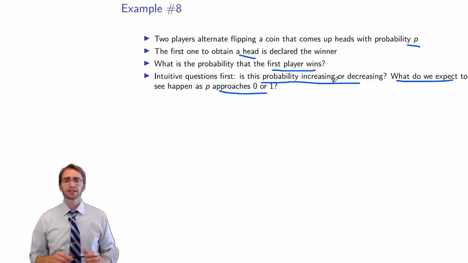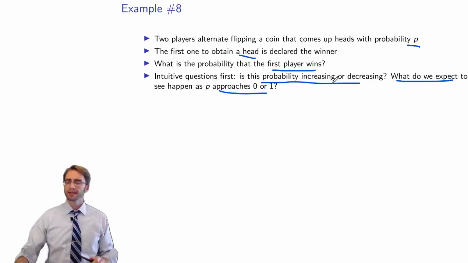As to the first question, I think we could say, well, this probability is almost certainly increasing because higher values of P mean the first player is more likely to succeed on the first attempt. So I think we could agree that this probability really ought to be increasing because you're just helping that first player.